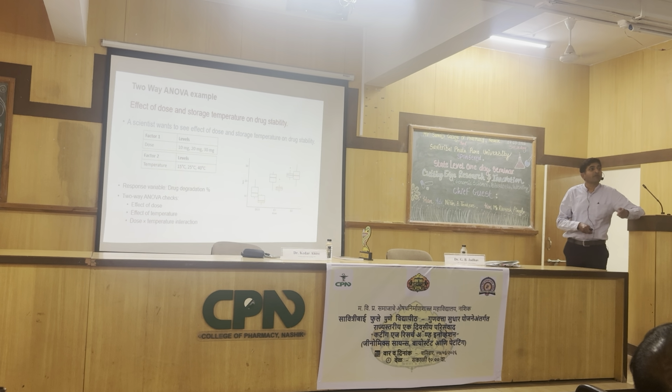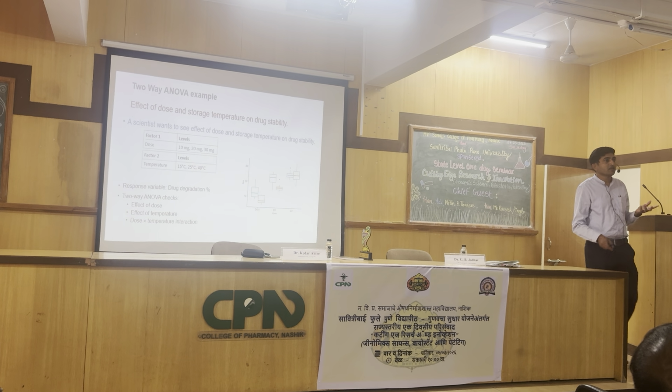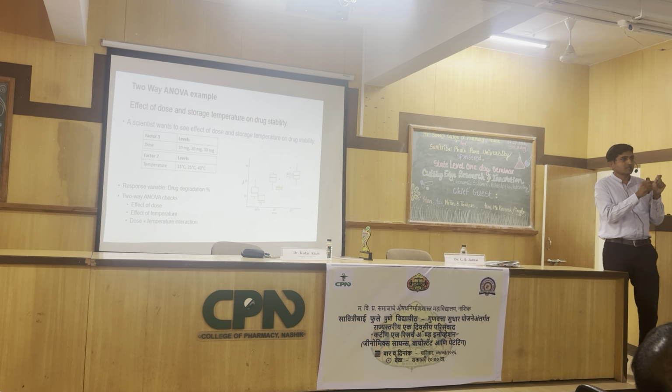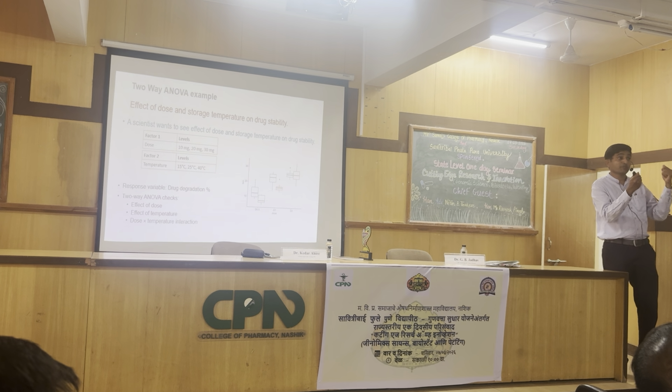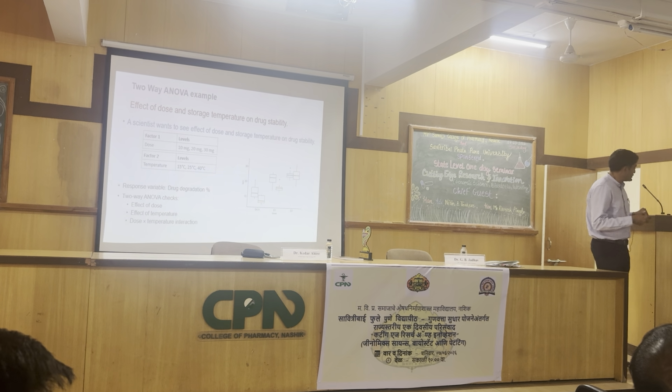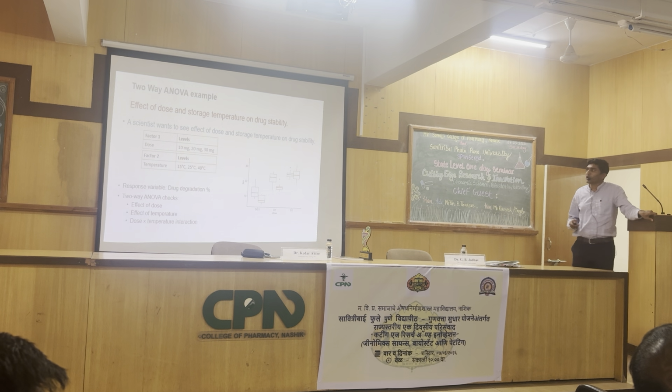So you can imagine in factorial ANOVA, if you have 5 factors, how the interaction would be. So interaction between factors one-to-one, that is, first factor and second factor, first factor and third factor, first factor and fourth factor, and so on. So one-to-one interaction, as well as if there are 3 factors, 3 interactions at a time, and 4 at a time, and 5 at a time. So that becomes very complicated in factorial ANOVA.